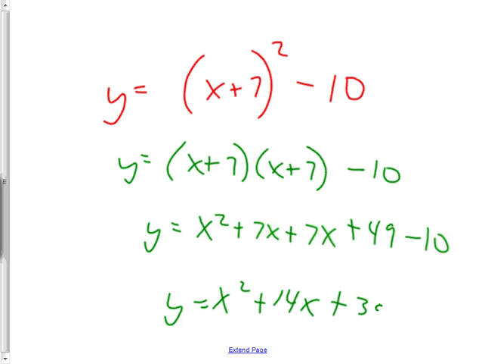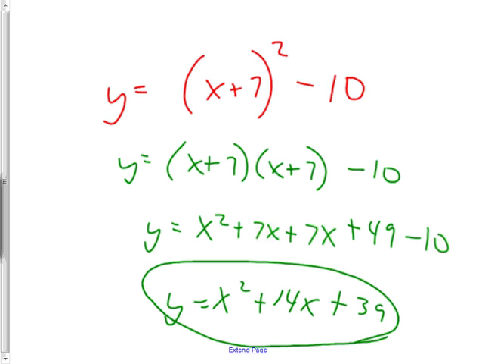Okay, awesome. That was taking it from what form? Vertex to what form? General. What's vertex good for again? Duh. The vertex. And how about general? It's a little more obscure. The y-intercept. The y-intercept on that is 39.